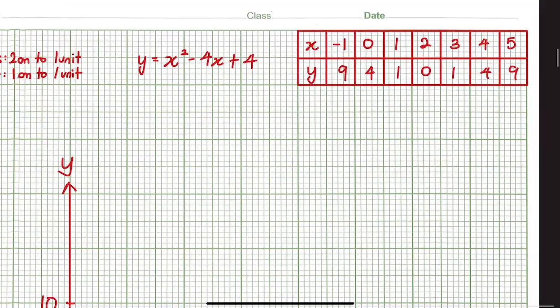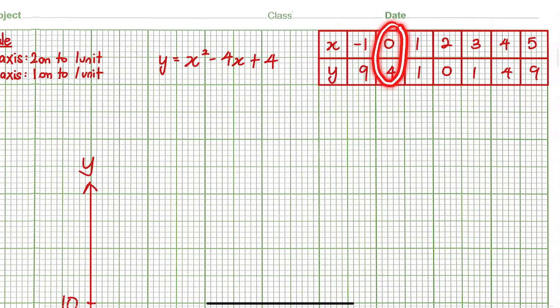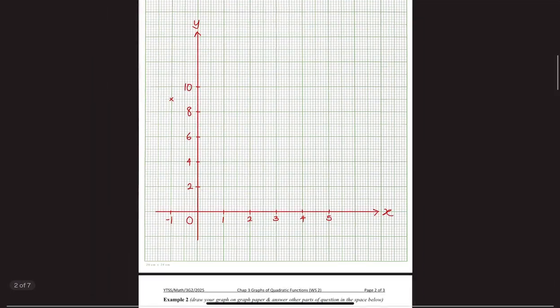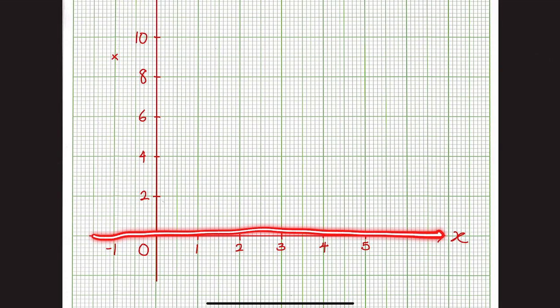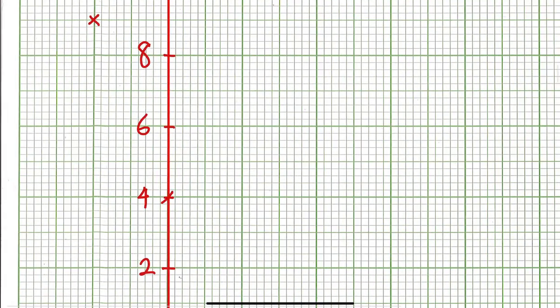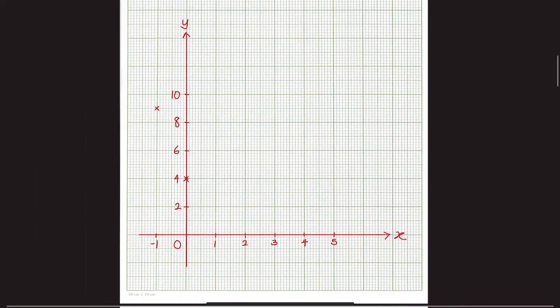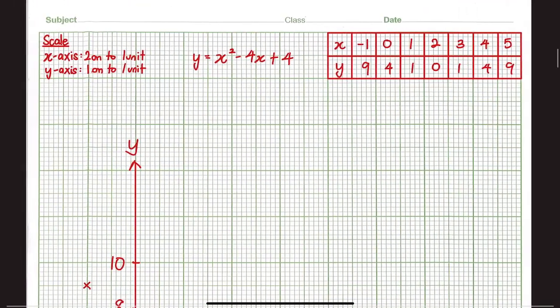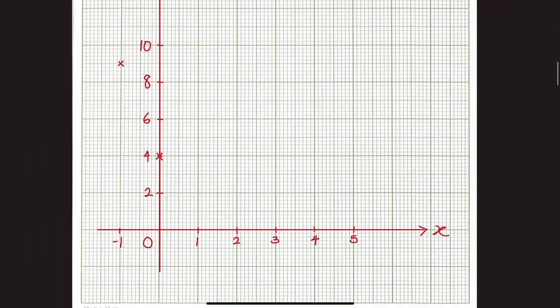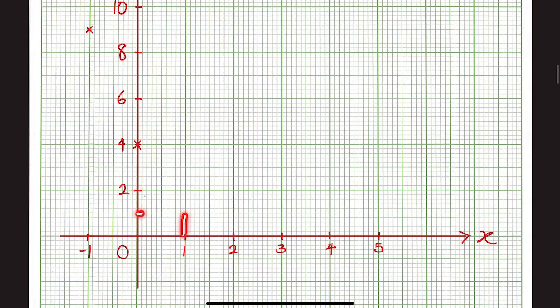Next point, 0, 4. When x is equal to 0, so my x-axis value is here, it means this value over here, y is 4. So it is this point over here. I'll mark it with a cross. Okay, next one, 1, 1. So very simply, x-axis 1, y coordinate here should be 1. Okay, so over here I put a cross.